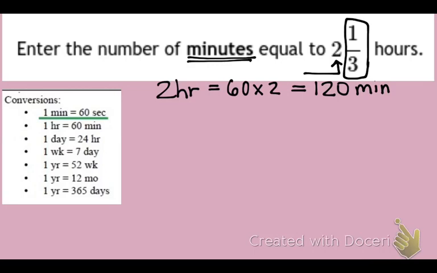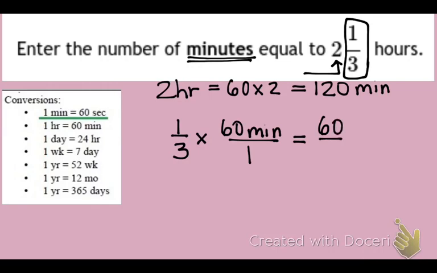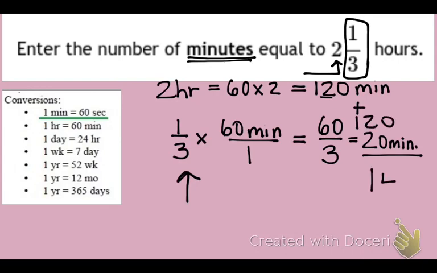That would be done exactly like what we just did. We would take 1/3 times 60 minutes and then multiply. 60 over 3, which is equal to 20. But that's not our answer, is it? That's just the third. So we need to take this 20 minutes and add it to our 120 minutes from above to get our grand total of 140 minutes.